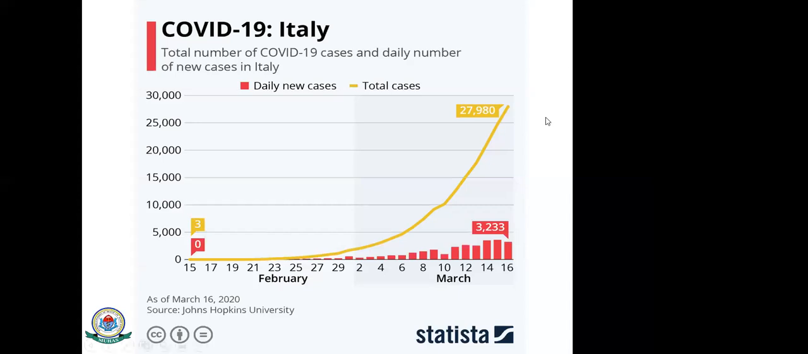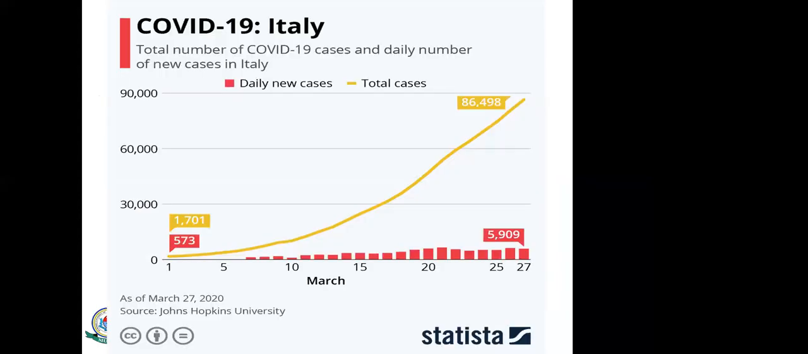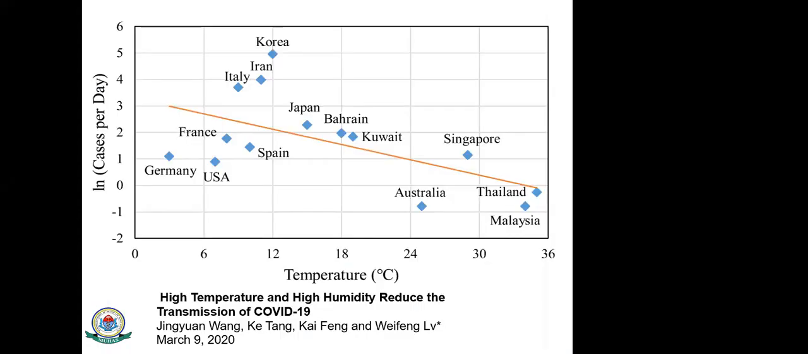Next slide, please. There's been a lot of discussion about the effect of temperature. We hope that where it's hotter, the virus is weaker. Next slide, Frank. That may be true to some extent, but the effect is very small. Next slide, please.